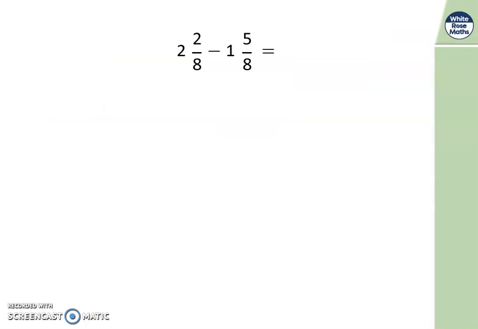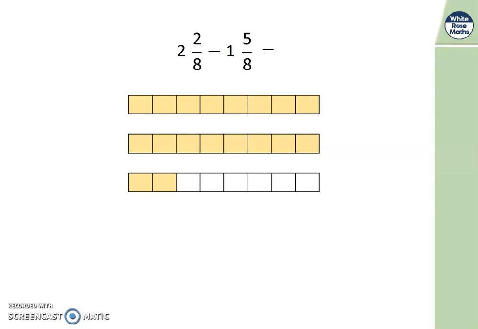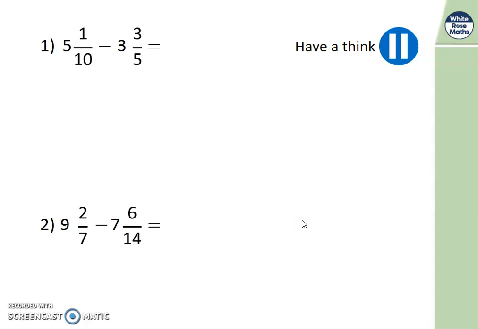Let's have a look at this question again. We could build it as a bar model. Here we can see we've got one whole here, so we could change one of those ones into 8 eighths and add it onto those 2 eighths, because here I've got 8 eighths and 2 more is 10 eighths. So I could record it like this: 1 whole 1 and 10 eighths, subtract 1 and 5 eighths. Now I can use that part whole model. 1 subtract 1 is of course 0, and 10 subtract 5 is 5 eighths. So we get the same answer.